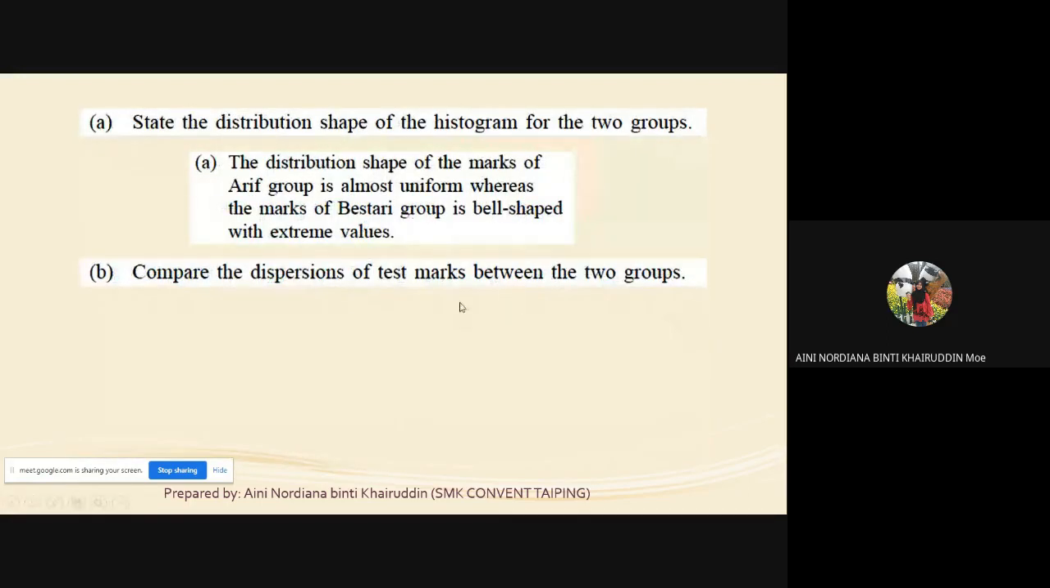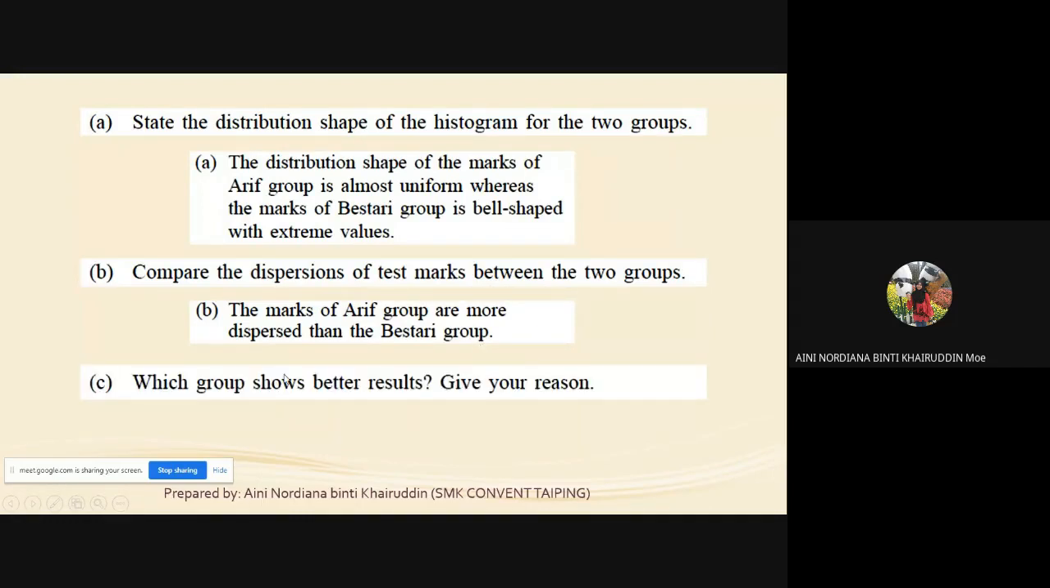Compare the dispersion of test marks between the two groups. So the marks of Arif group are more dispersed than the Bestari group sebab nampak lebih sekata. So more dispersed lah. Which group shows better result? Bestari group, sebab most of the marks are better. Kebanyakannya 50 and above.